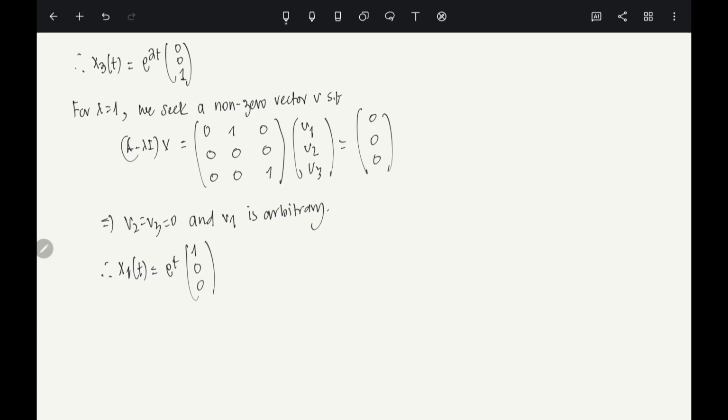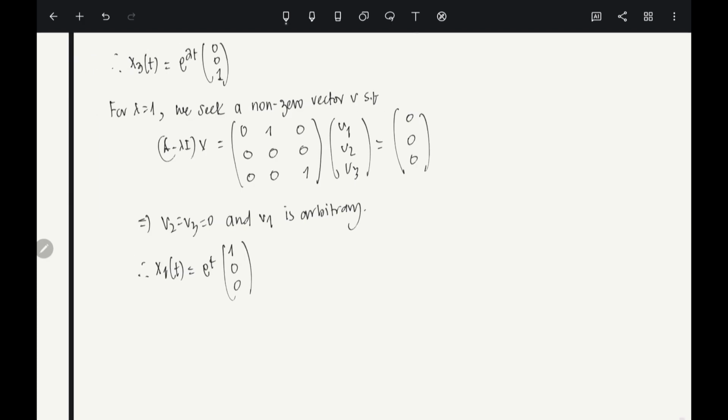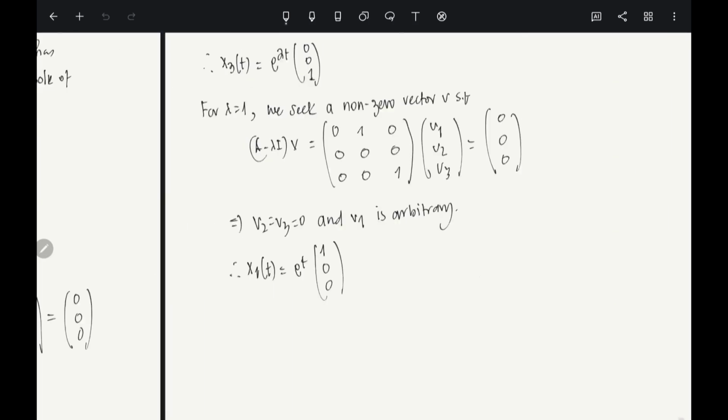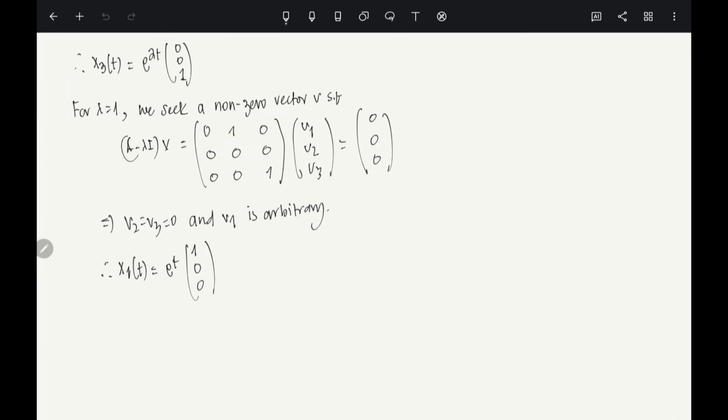This is one solution. So x1 is one solution, x3 is another solution. Now I need to find the third solution, and then that will give us the general solution. How do I find the next solution? The question now is how to find the third linearly independent solution.